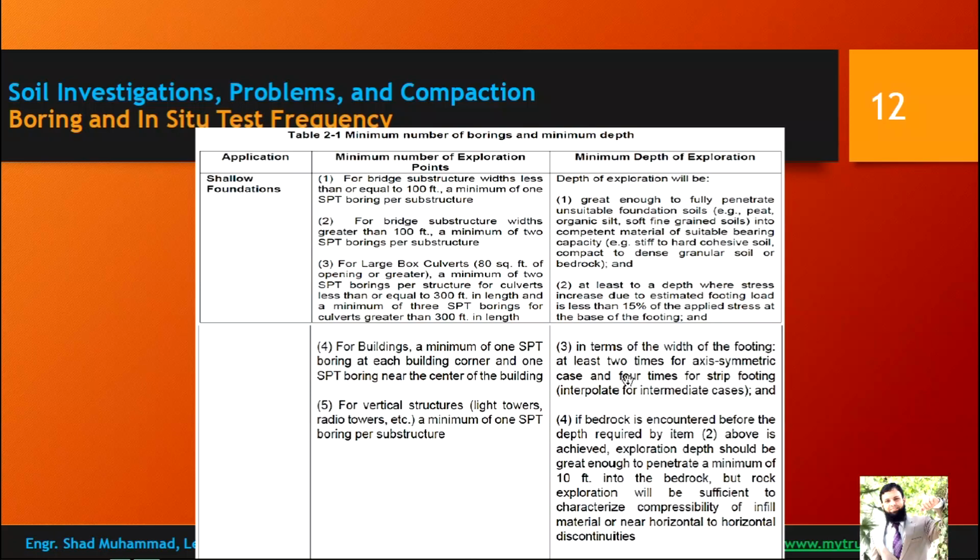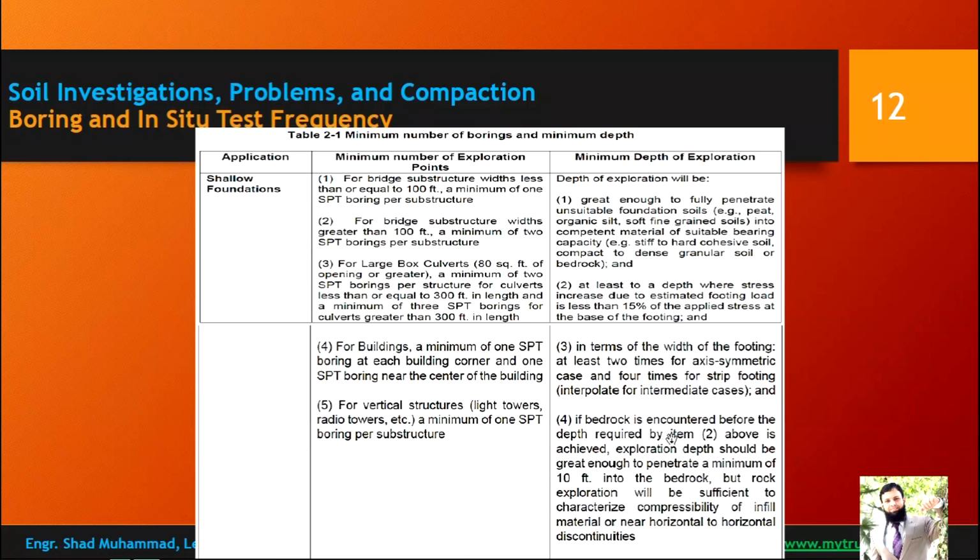So if your footing is axis symmetric, regarding the width, at least 2 times deeper you should investigate, and if it is strip footing, then at least 4 times the width of the footing you should investigate.